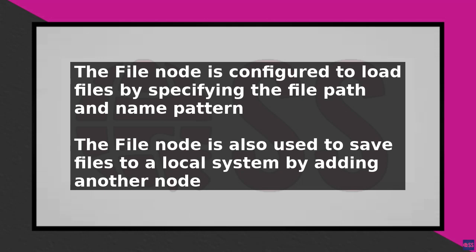To do this, you need to add another file node to the workflow and configure it to save files. You can specify the file path and the file name where you want to save the files.